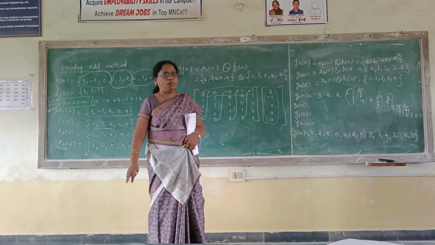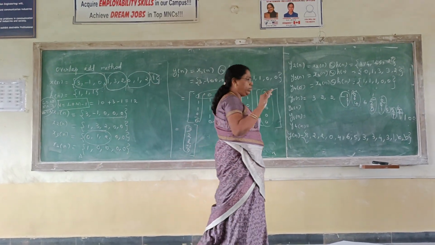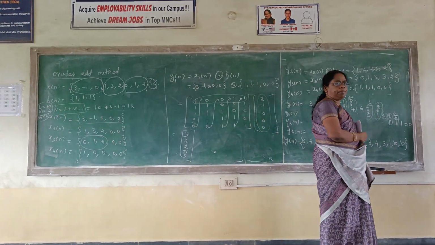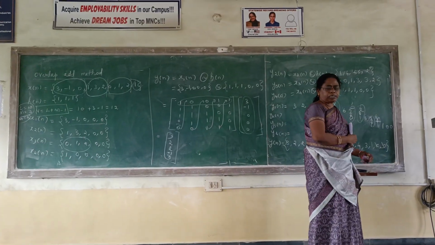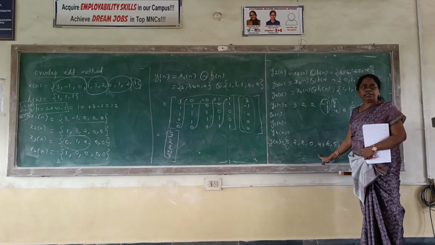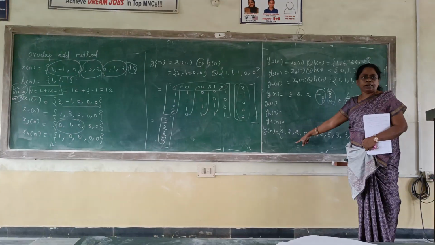This is how we get the final answer y of n. For all the methods, you are supposed to get the same answer. So how many samples are there? Count the number of samples, and according to that count, that is the value.